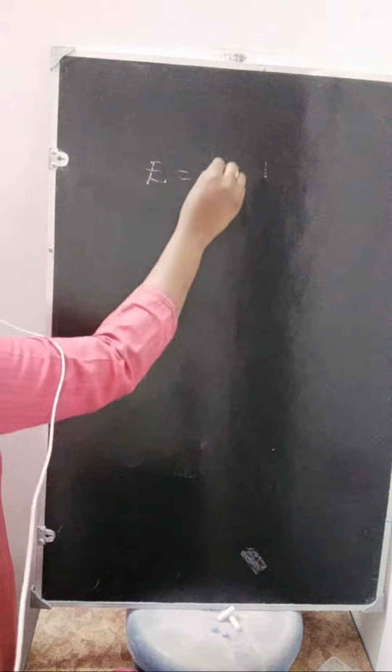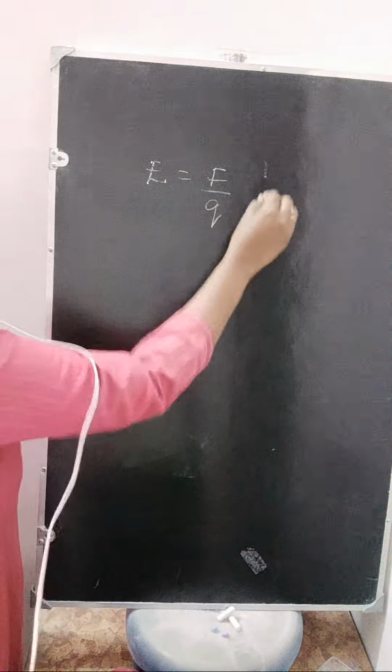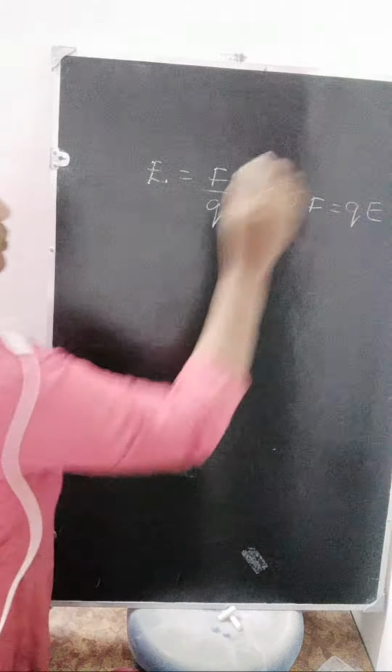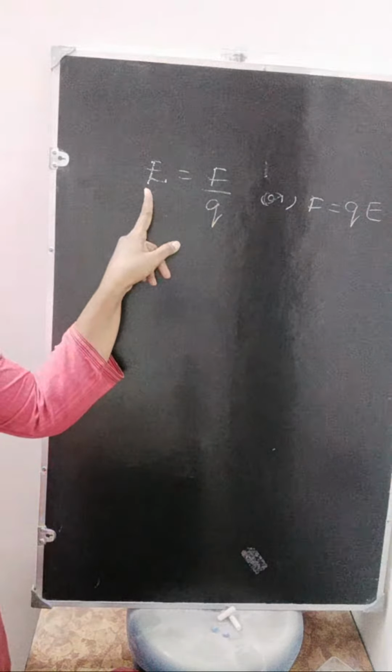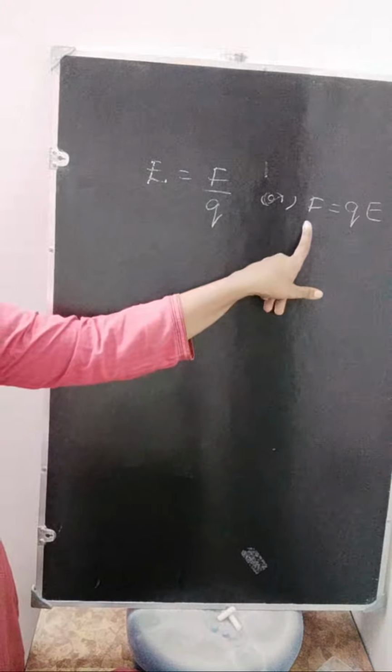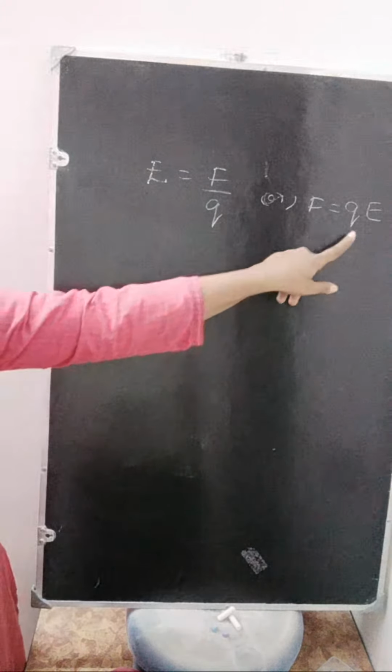Just a revision about the first chapter: the electric field along the axial line and equatorial line. We know how to calculate the electric field. The electric field we can calculate by E is equivalent to F divided by q, or F equivalent to qE. These are the two important equations which we have to remember always. The electric field value is given by E equals F by q, or F equals q into E.